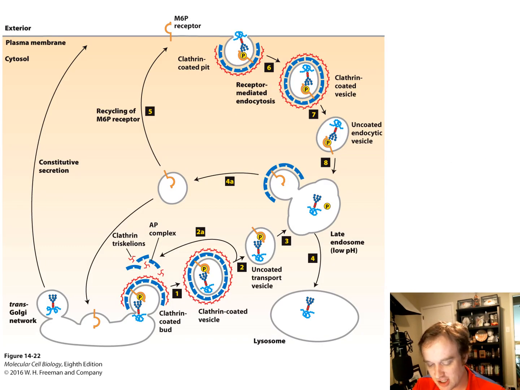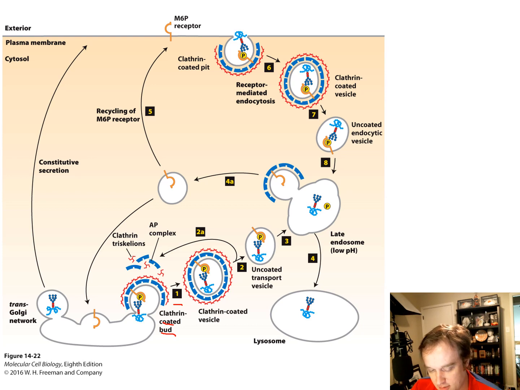Okay, let's continue to look at how these are trafficked to the lysosome. So we've got our M6P created or tagged protein. I'm going to start down here at the bottom in step 1. We have these clathrin-coated buds, and this M6P receptor in the membrane recruits M6P lysosomal enzymes into this clathrin or AP1 coated vesicle.